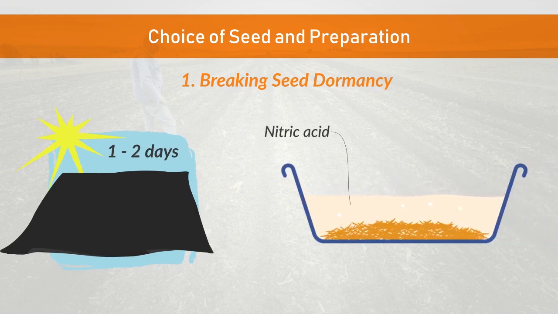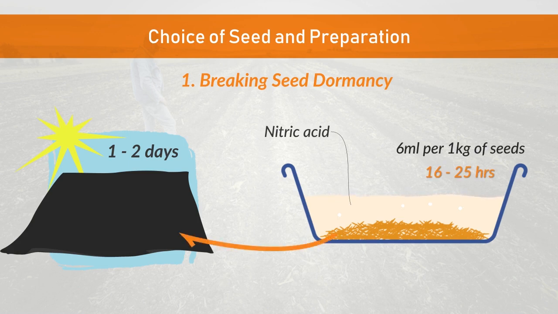Alternatively, soak the seeds for 16 to 25 hours in 6 milliliters of concentrated nitric acid per liter for every kilogram of newly harvested seeds. After soaking, drain the acid solution and sun dry for 3 to 5 days. Then store in dry conditions for sowing.